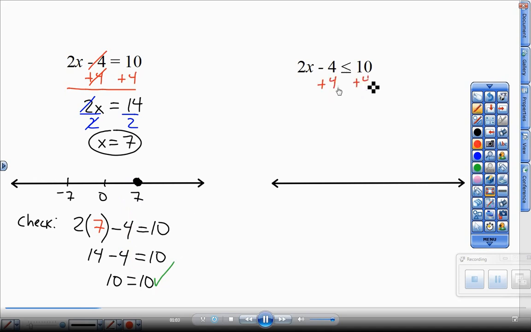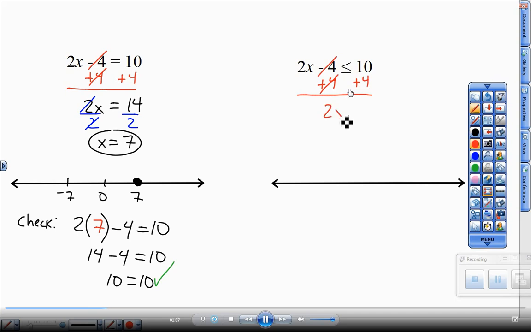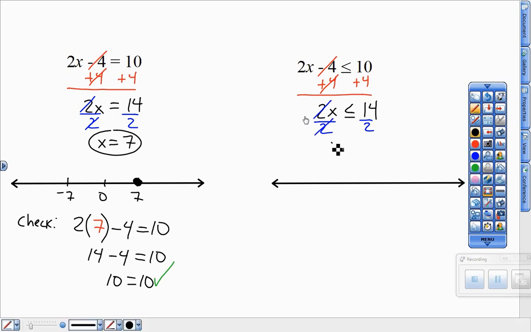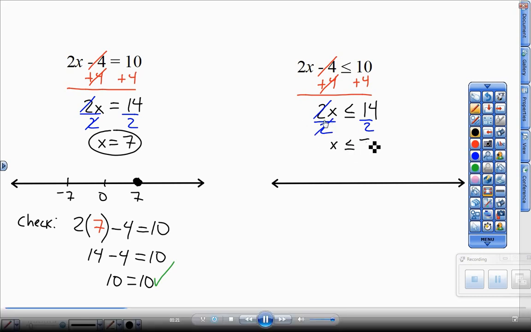This is an inequality. Solve the same way, adding 4, but bring down the 2x and bring down this inequality symbol. Don't put an equal there. It's not an equation. It's an inequality. 14. Divide both sides by 2, and that gives me x is less than or equal to 7. I want you to translate that into words. Less than is the one that looks most like an L. X is less than or equal to 7.